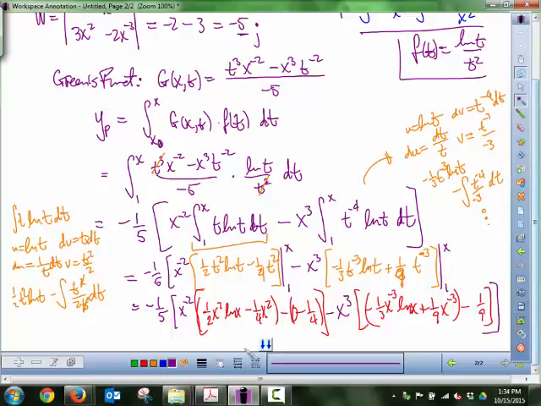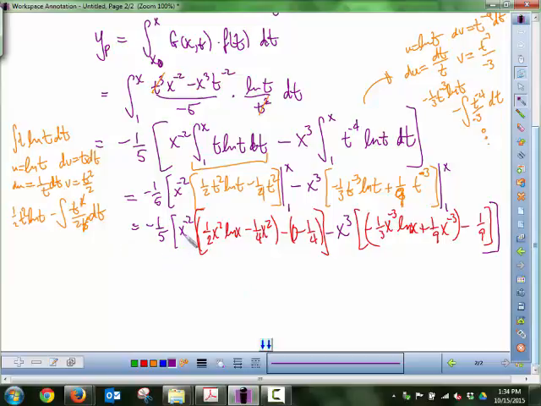All right, now let's distribute some of these x to the negative 2 and x to the 3rd business and simplify. So x to the negative 2 and x squared is going to cancel. It's just x to the 0. So the first part here will be a 1/2 ln x.